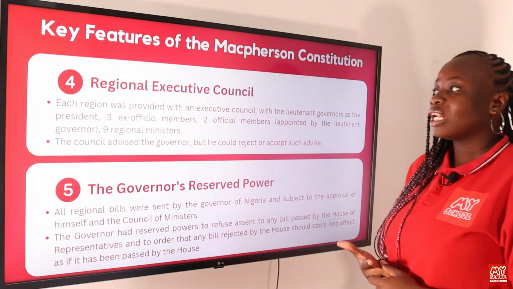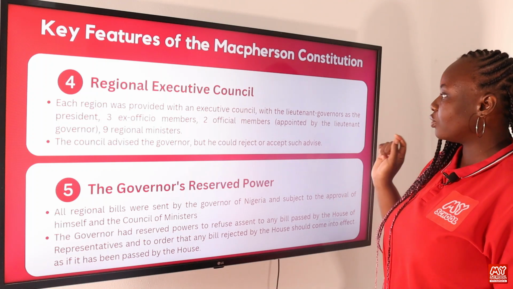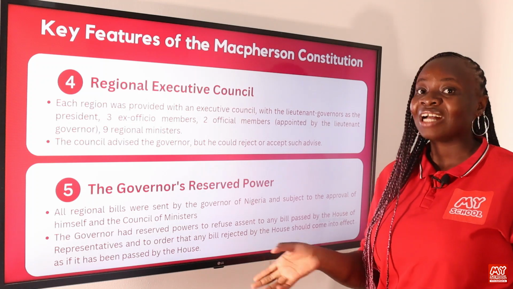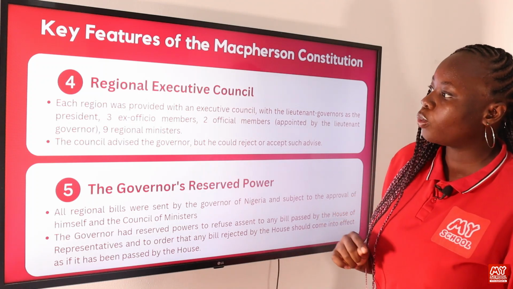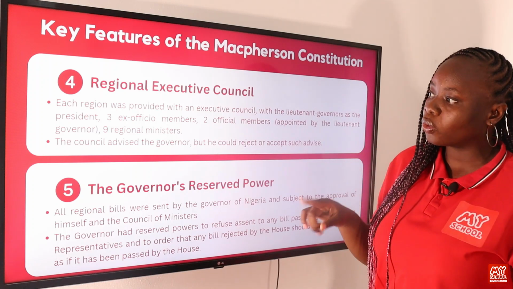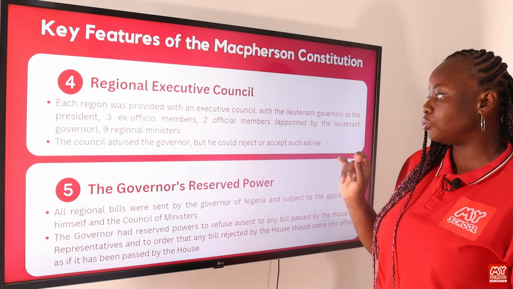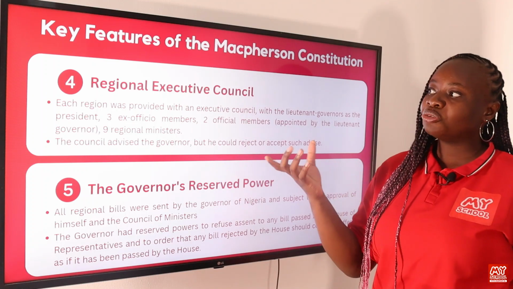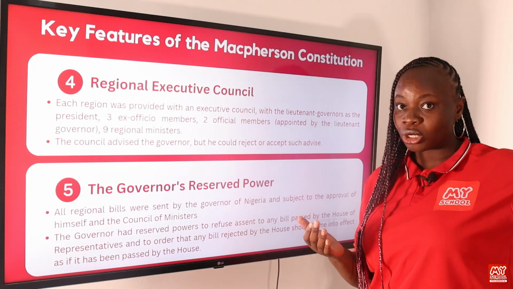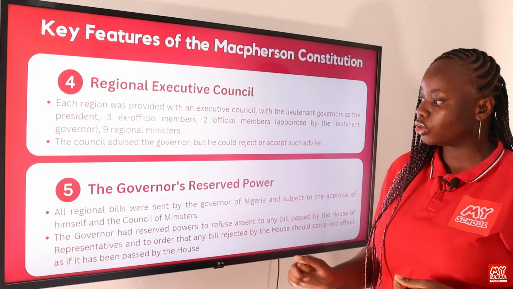Okay, we also have the Regional Executive Council. Each region was provided with an executive council with the lieutenant governors as the president. By lieutenant governors, we mean the governors of each of the regions who answer to the central governments. Then we also have 3 ex-official members, 2 official members appointed by the lieutenant governor, and 9 regional ministers. So the council advised the governor, but he could reject or accept such advice. So the Regional Executive Council is modeled after the Council of Ministers at the central level. So you can see how regionalism was beginning to develop under the Macpherson Constitution.